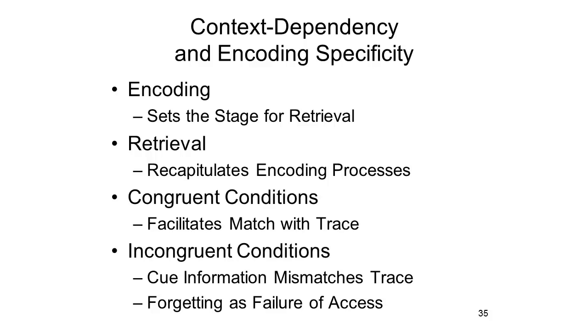So, when there's congruence between the conditions of encoding and the conditions of retrieval, that congruence facilitates access to trace information available in memory. When the conditions of encoding are incongruent with conditions of retrieval, that's bad for memory. There's a mismatch between cue information and trace information, and that increases forgetting as a failure to gain access to information that's available in memory.